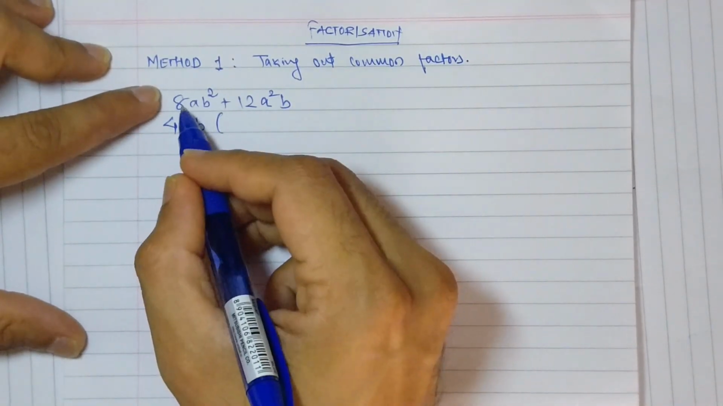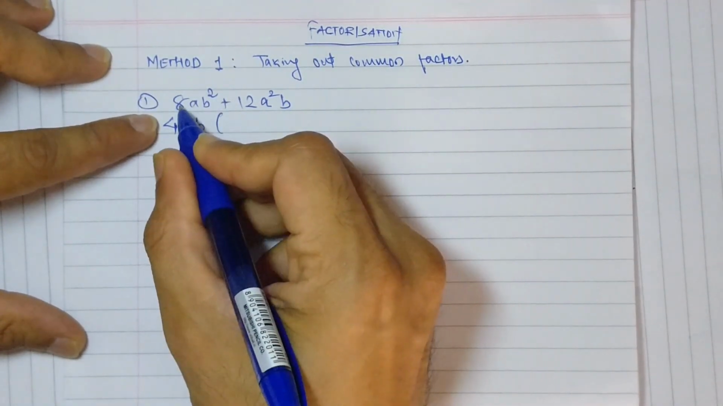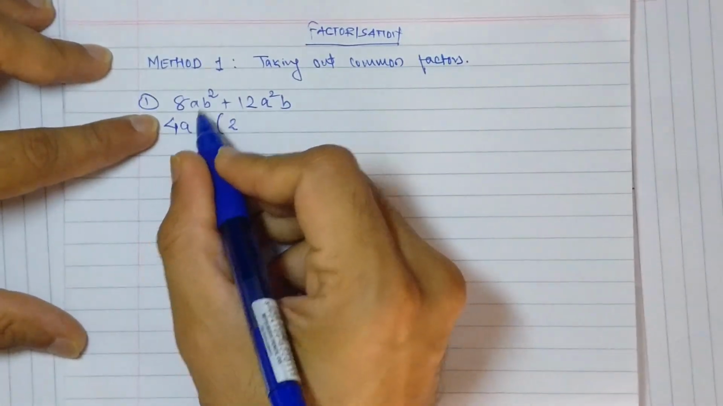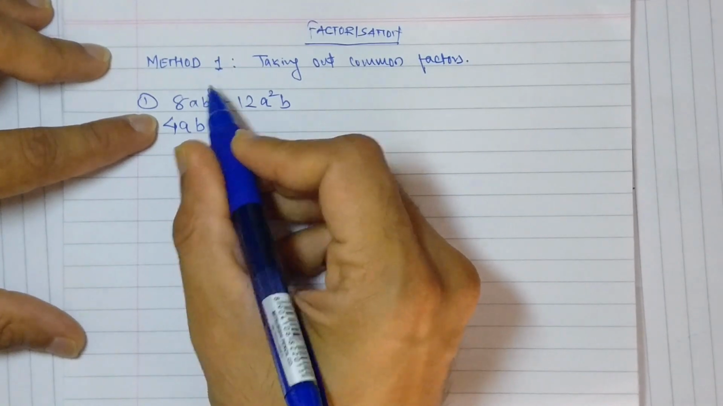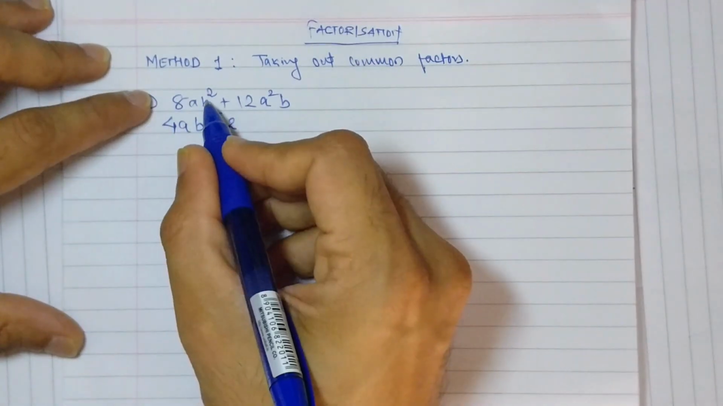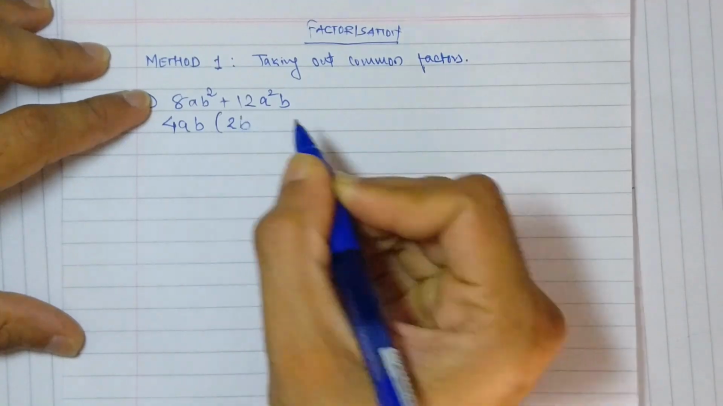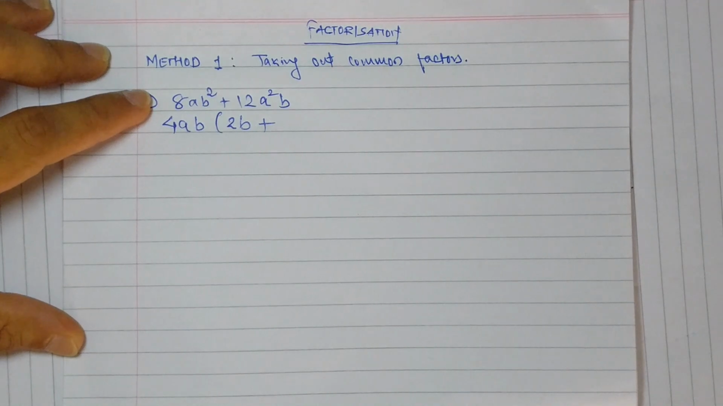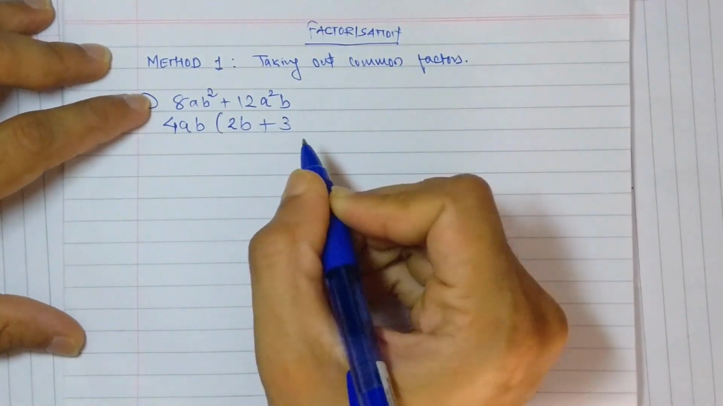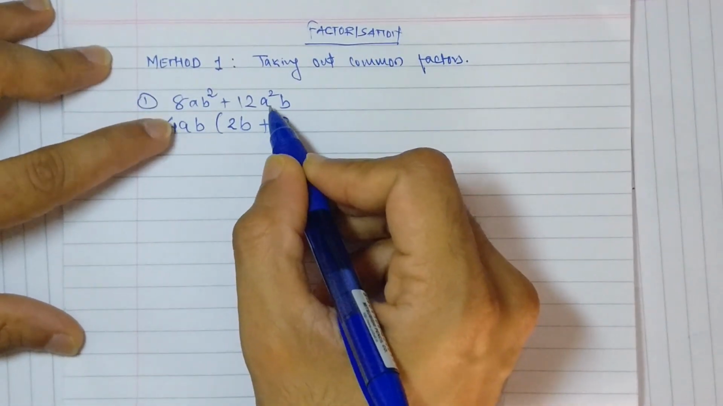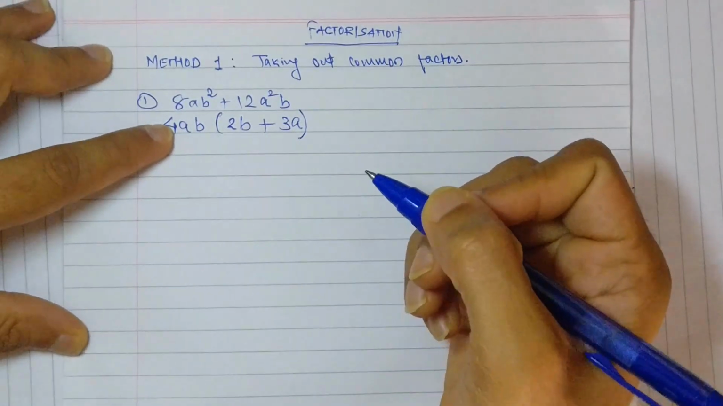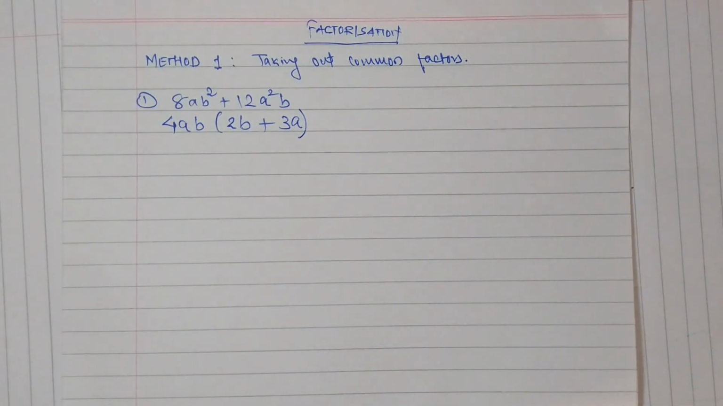Now, out of 8AB square, if 4AB is taken out, in the place of 8, 2 will be left because 4 as a factor has gone out now. A has gone out now. B square has gone out. B has gone out now. So in the place of B square, only B will remain. Plus, in the place of 12, only 3 will remain. In the place of A square, only A will remain and B has already gone out as a factor. So 4AB multiplied by 2B plus 3A.